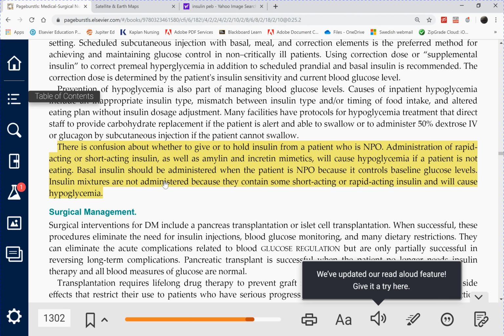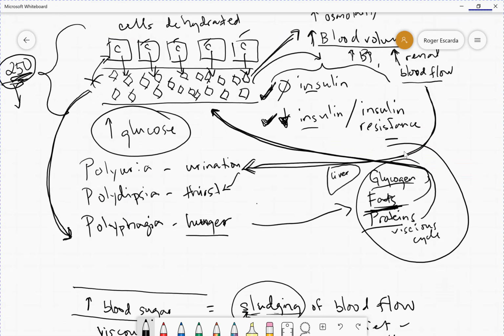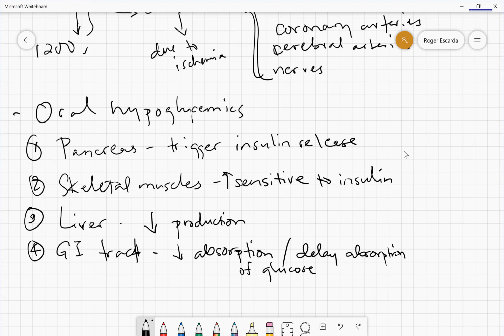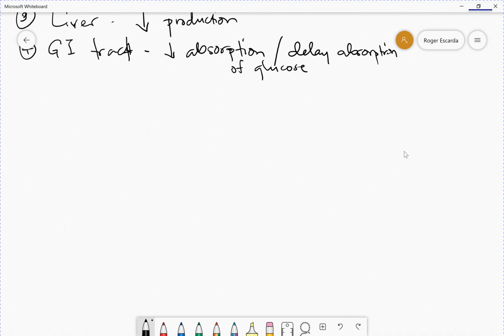However, basal insulin should still be administered when the patient is NPO, because it controls baseline glucose levels. Insulin mixtures, so this would be NPH, are not administered because they contain some short-acting or rapid-acting insulin and will therefore cause hypoglycemia. Let me explain this. Some patients will be given basal insulin. Not all though.